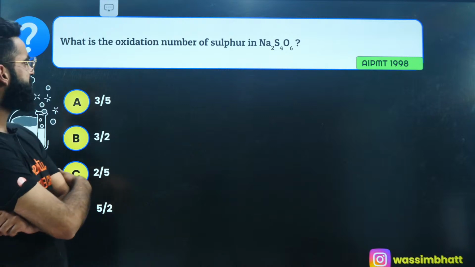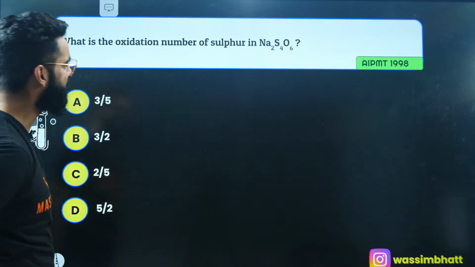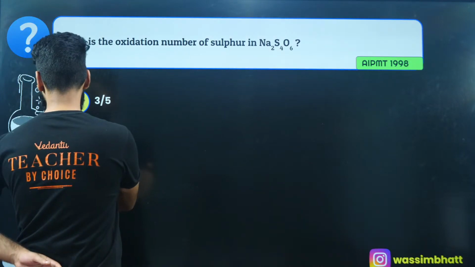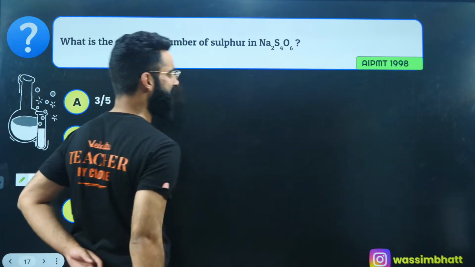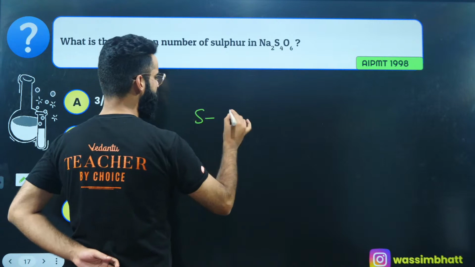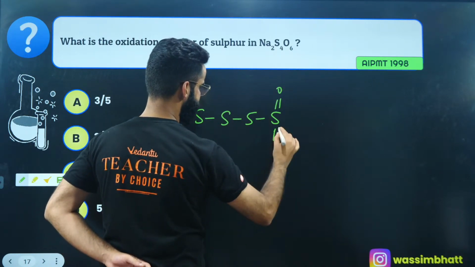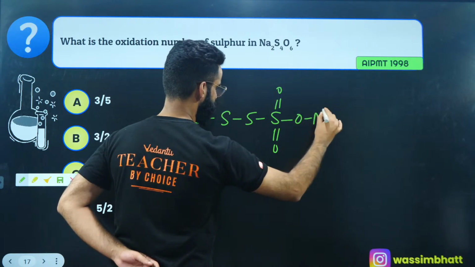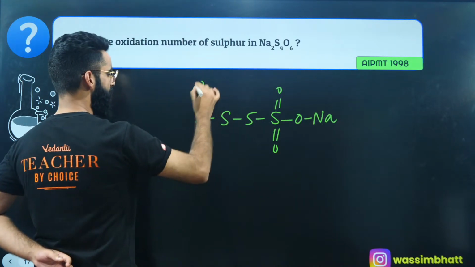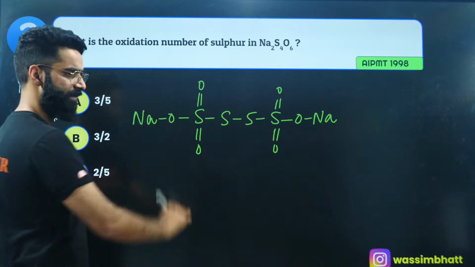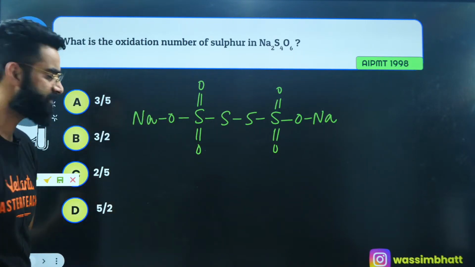Alright guys, what is the oxidation number of sulfur in Na2S4O6, right? I hope you remember the structure of Na2S4O6, and the question was asked in AIPMT 1998 as well. This is the structure of Na2S4O6, right? I've shown it to you many times.